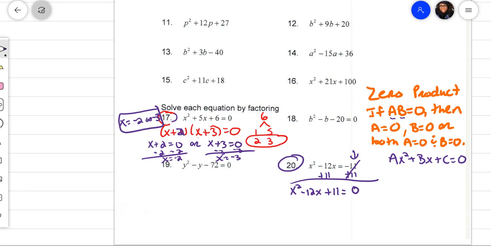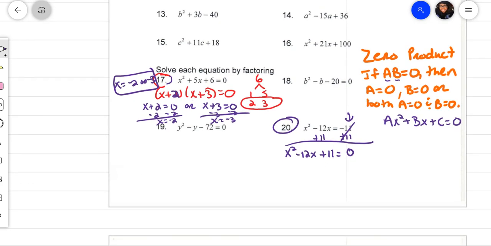And now we want to focus on factoring that. So if we're focused on factoring that, we're now looking at c, and c is 11. C is 11. And since c is 11, we need factors of 11 that give us -12. 11 is prime, so it's only 11 and 1.